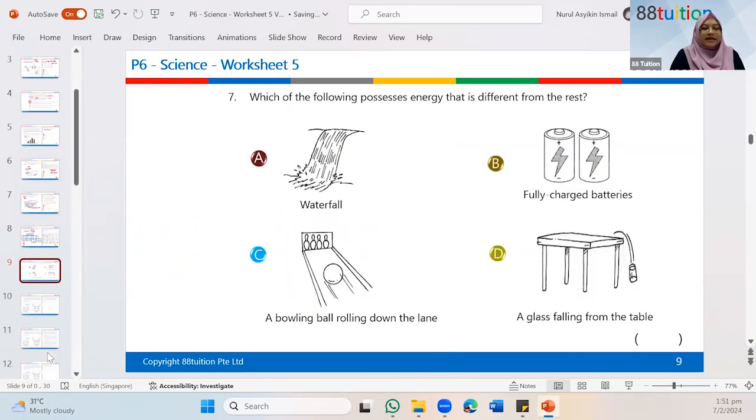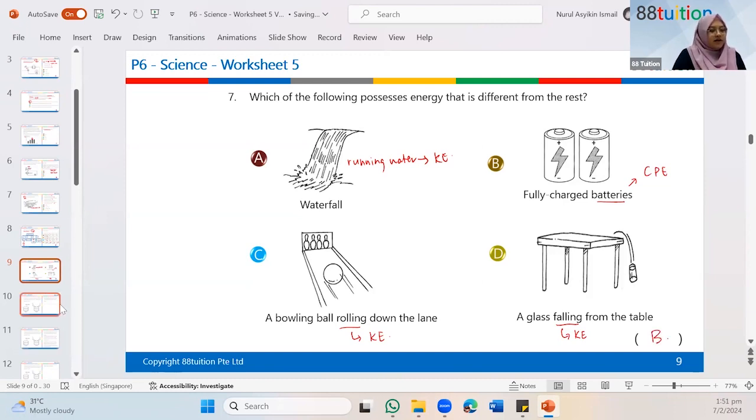Which of the following possesses energy that is different from the rest? Waterfall is running water. Running water possesses kinetic energy. Bowling ball rolling down the lane. Rolling here is movement. Movement is kinetic energy. Okay, glass falling from the table. Falling here is a type of movement. Movement has kinetic energy. Fully charged batteries. Batteries is an example of CPE, chemical potential energy. So the different one here, answer B.